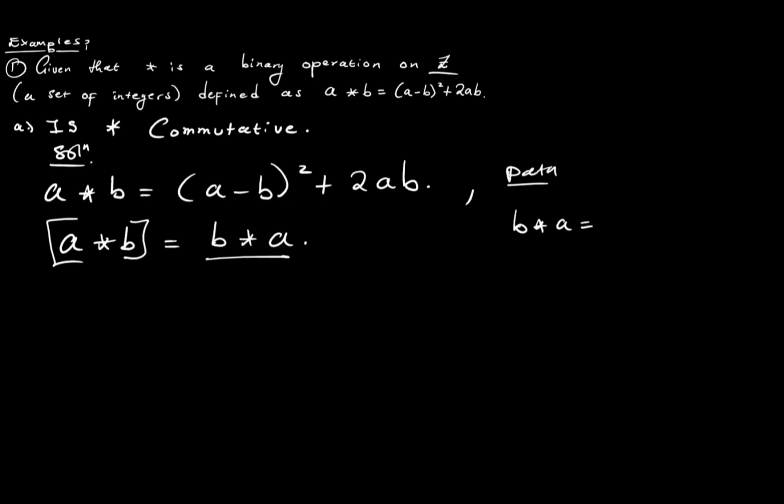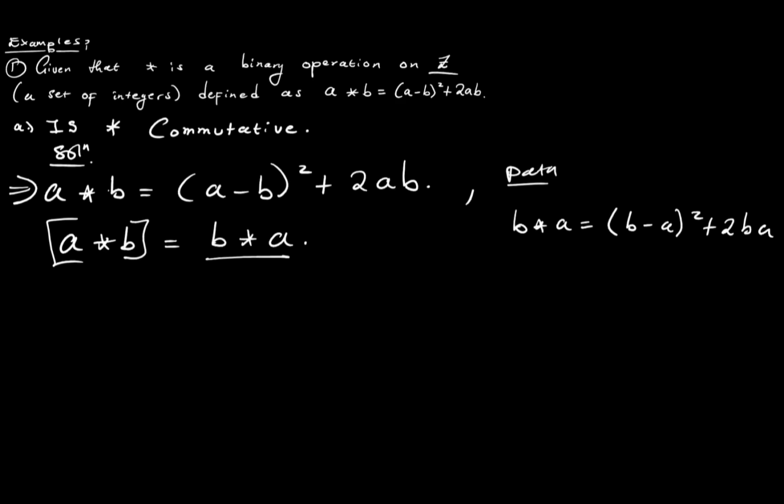What I'm trying to say is this. If I want to find B star A, let's focus on the operation given. We have A star B is equal to (A minus B) squared plus 2AB. So for me to find B star A, wherever there's A, I'll put B now, because the order is now B, then A. So it's going to be (B minus A) squared plus 2BA. And that is B star A.